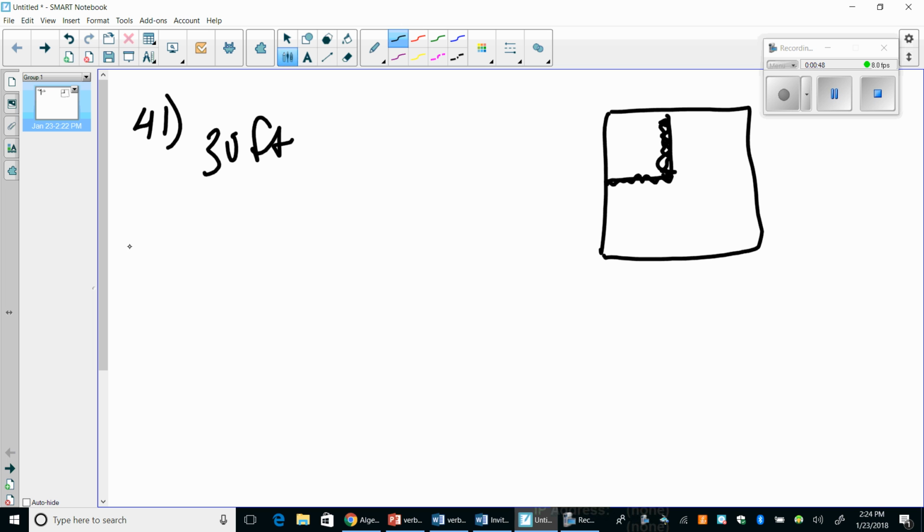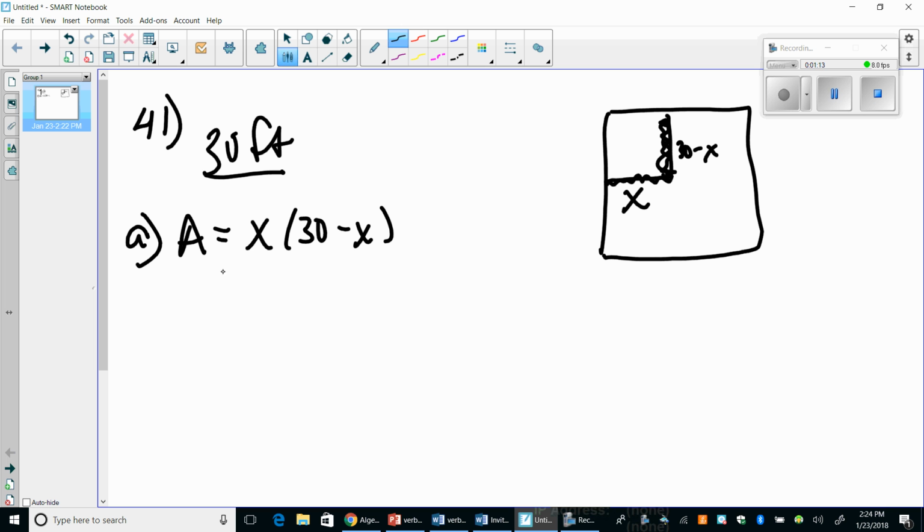Part A says express the area as a function of x. So if I make this side x and I have 30 feet to work with, remember on the others we had to take half because we were going all the way around the rectangle. Well, now we're only going halfway around. So if this side is x, then this side over here is 30 minus x. So the area is the length times the width, or if I distribute, that'd be 30x minus x squared.